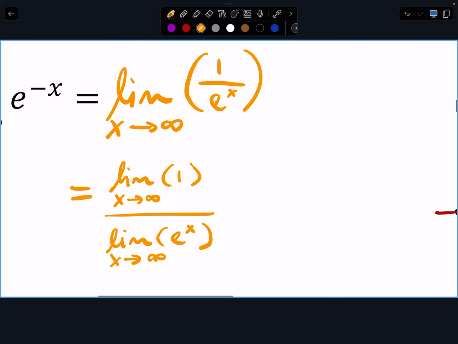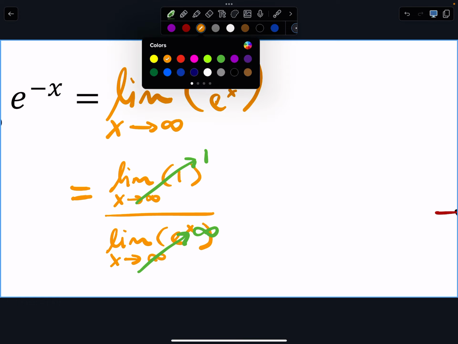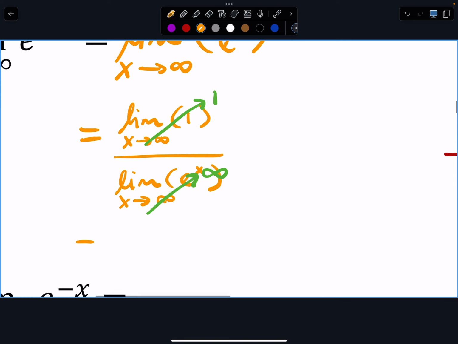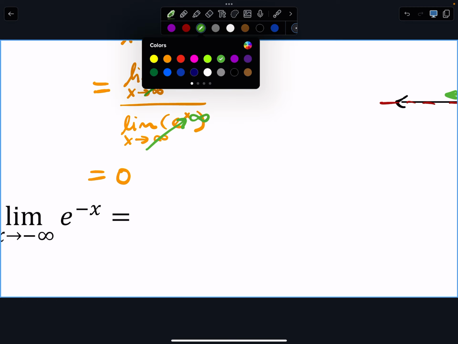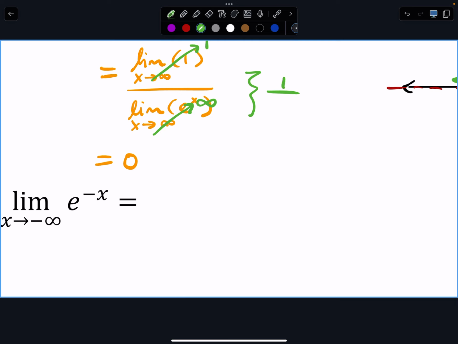Well, this limit goes to 1. As x approaches infinity, what does e to the x go to? Infinity. If you have 1 over infinity, what's that equal to? That limit equals 0. So kind of tapping into what we just had previously talked about, right? Thinking about having that 1 over infinity and what that means.